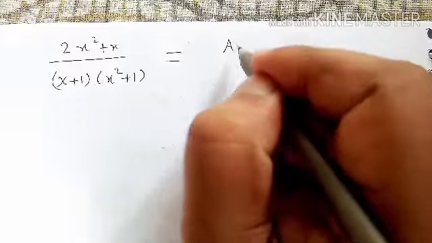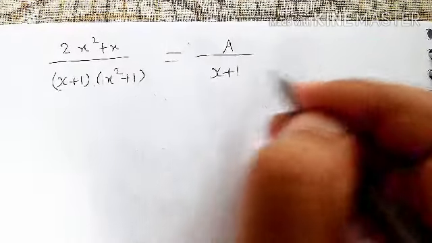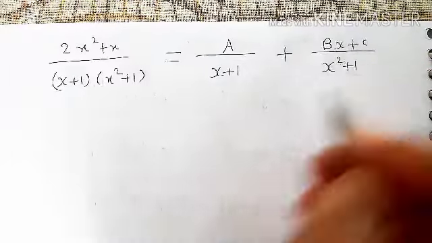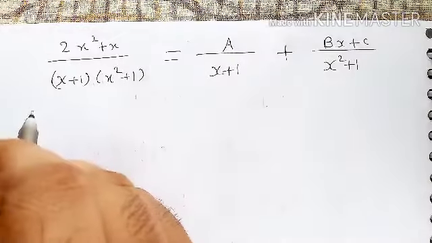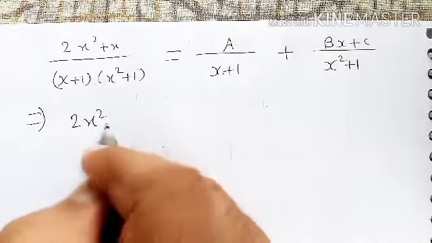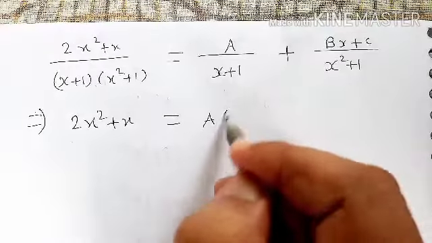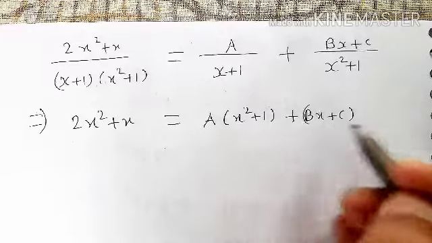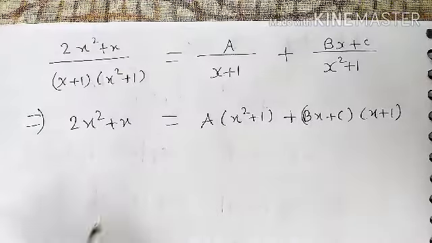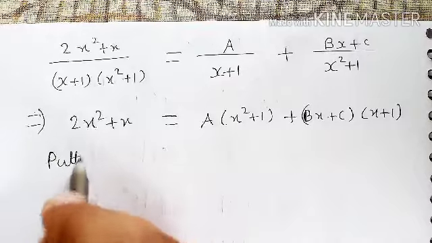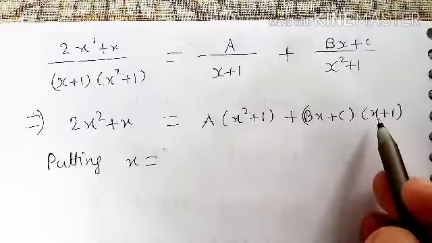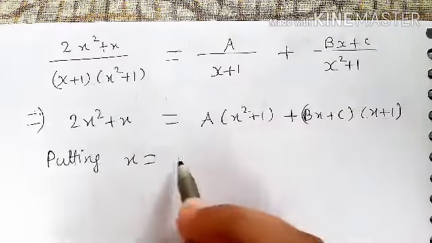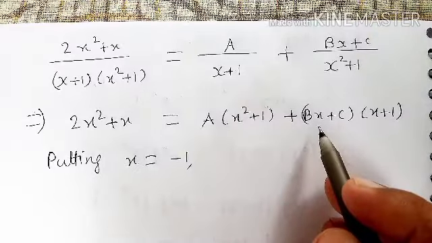This can be written in partial fractions as A/(x + 1) + (Bx + C)/(x² + 1). This implies that 2x² + x = A(x² + 1) + (Bx + C)(x + 1). We have to put x + 1 = 0, that is x = -1, then we get the value of A. We have to find the values of B and C also.